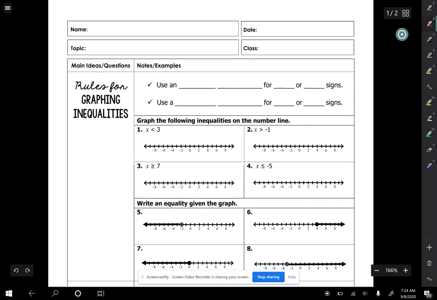All right, so we are going to be talking about inequalities today and how to graph those on a number line and how to solve them. In order to graph them correctly on a number line, we're going to use an open circle.